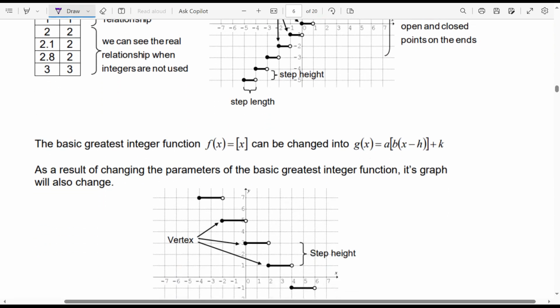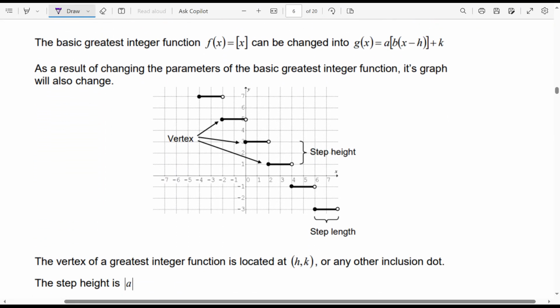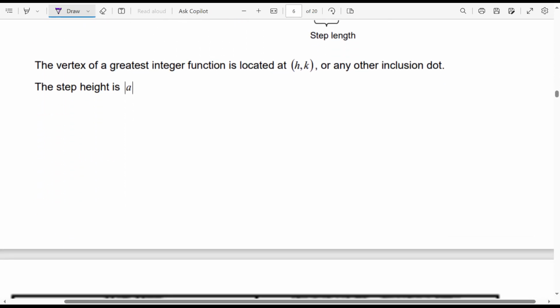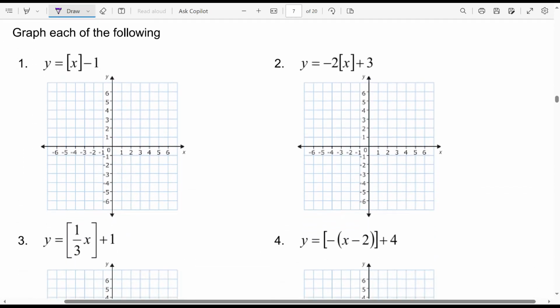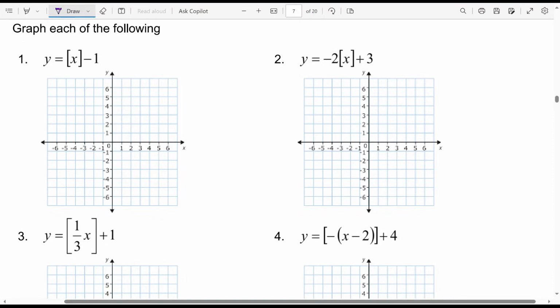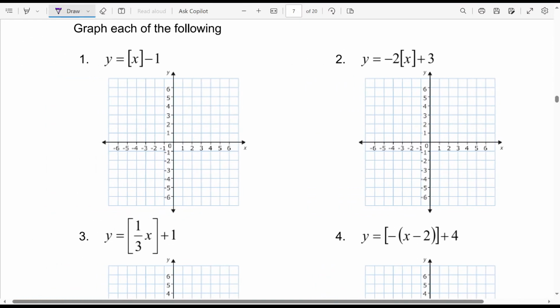So as I go through this guy here, right? Step height and step length is what matters. H and K is located anywhere. And then in terms of graphing it, what we're going to start to get into now is writing out next to these guys, what is my A, what is my B, what is my H, what is my K. All right? So this one's pretty simplistic.